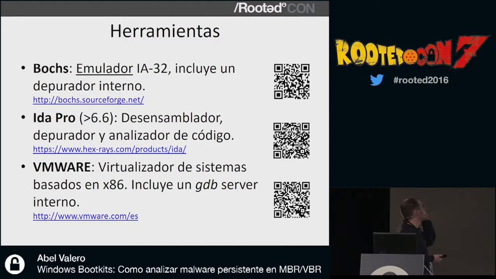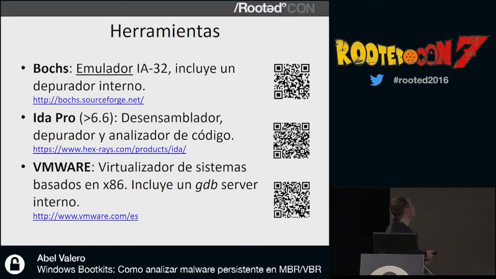Here you have the URL, and then something to disassemble the code, we use IDA, and we use a virtualized system. This is an emulator, this is a virtualizer. Emulators emulate using code, but virtualizers use the CPU itself. Intel gives you the ability to do virtualization using their systems.